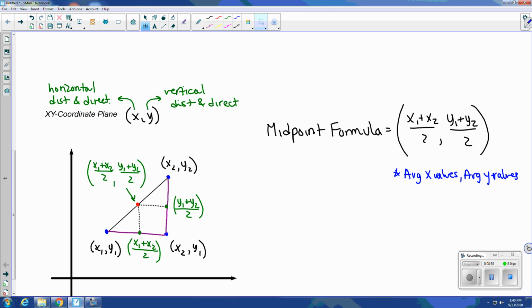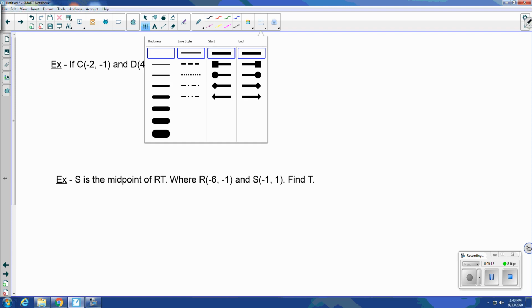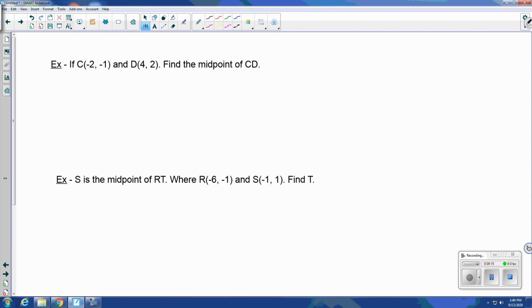So to show you a quick example, it says here if C is at coordinate -2, -1, and D is at 4, 2, find the midpoint of the segment CD that would connect C and D. So we would say we know we can calculate a midpoint now by averaging the x's and averaging the y's. It's that simple. So we can say the midpoint will equal, if I average my x's, again, this is x1, x2, we can think of this as y1, y2.